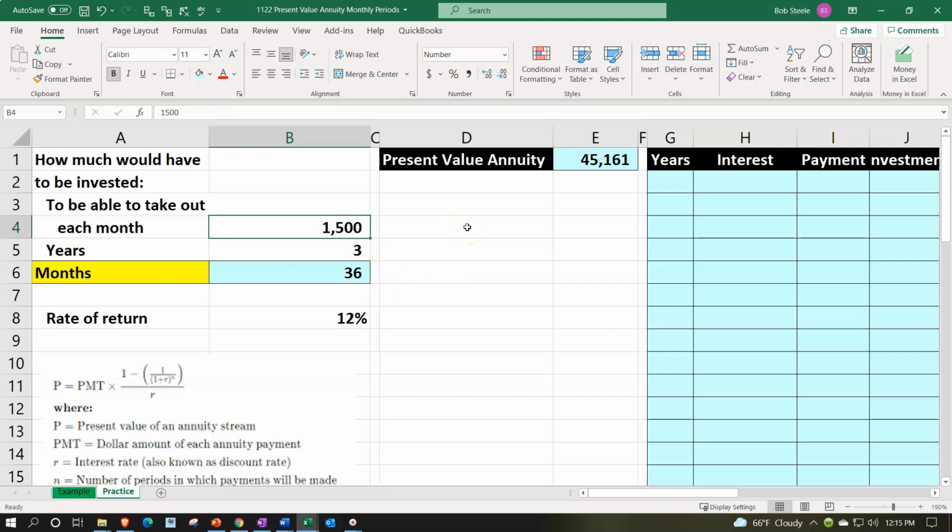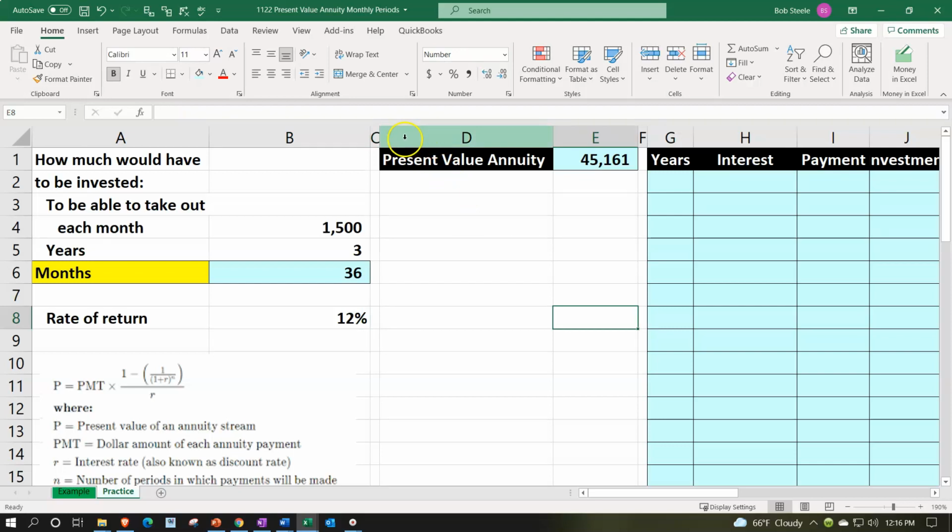So the idea is that if we had the lump sum of $45,161, then we should be able to take out $1,500 each month of those 3 years, or for 36 monthly periods, if we're earning a return on everything that's still in there at the 12% yearly rate, which would be a 1% monthly rate. So let's do a running balance calculation to prove that to ourselves.